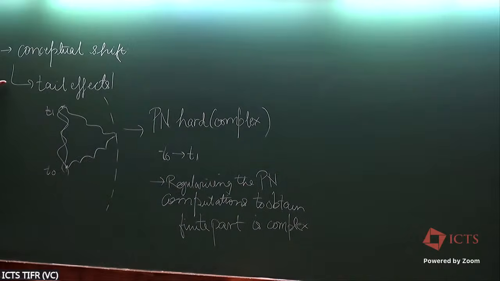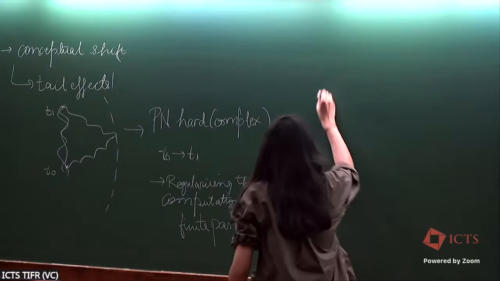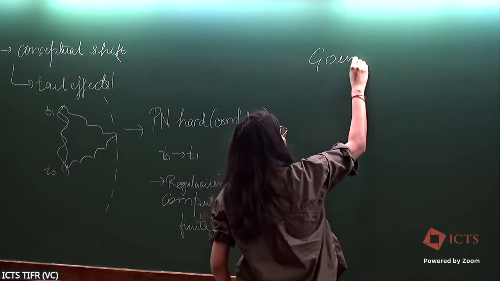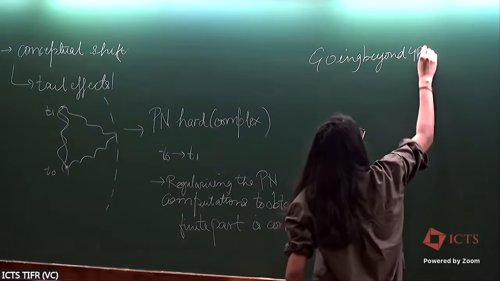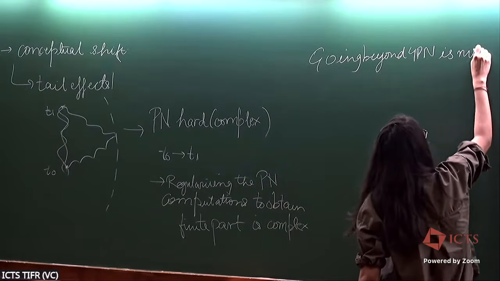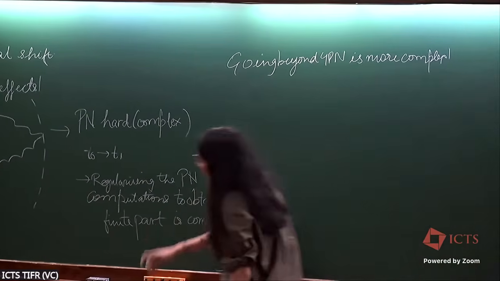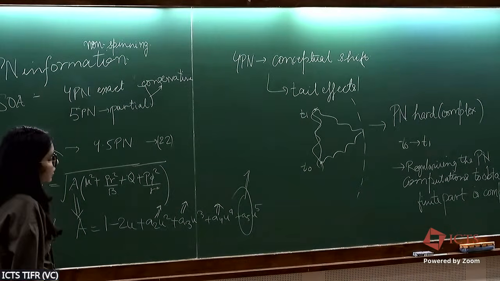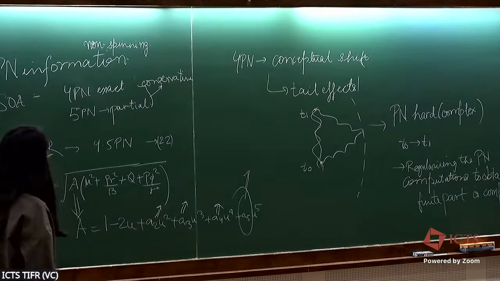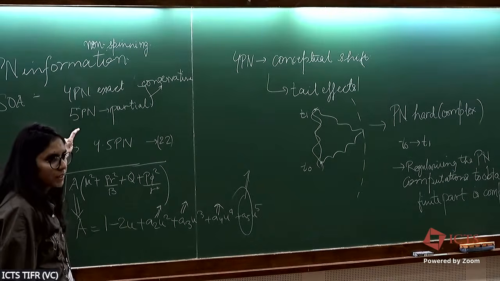suggesting that after 4PN results, the 5PN computation by brute force would be harder or more complex. So going beyond. And hence, the current state of the art is partial 5PN results with full 4PN results known in the literature. And it took approximately 45 years to reach this level of accuracy.